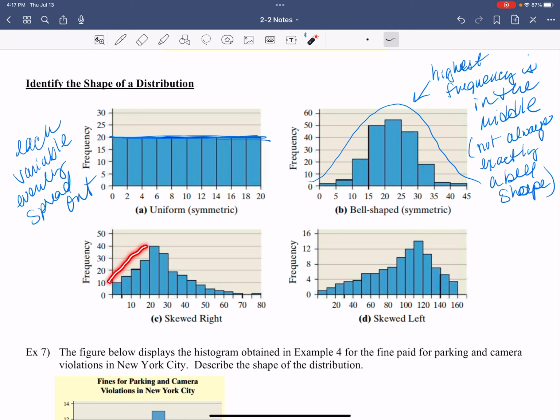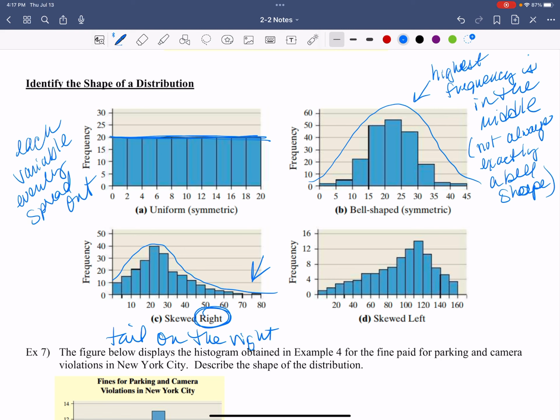Now check what's happening here. If I'm looking, let me actually draw on it. If I'm looking at this shape, it's not quite bell because it's got a real long tail. Where is that tail? It's on the right. So if it's skewed to the right, then it has a tail on the right. It's because this data goes way out here and I still have data on the right side, and that's skewing my data because there's not much over here, but it's enough to pull it, and that's what makes it skewed right.